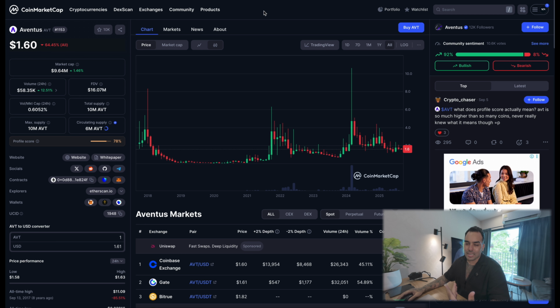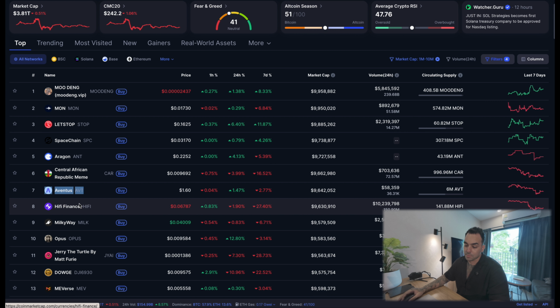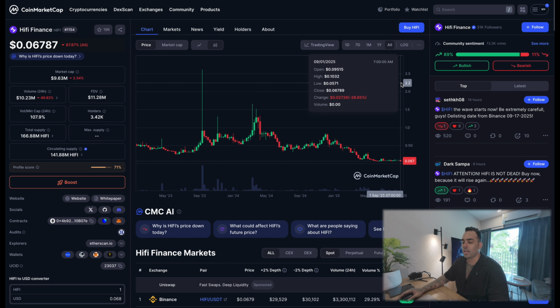So this chart actually doesn't look good either, so it's just going to be next. And as mentioned, sometimes it's going to take a little bit of time, because if it was so easy to find good coins, everyone would do it.